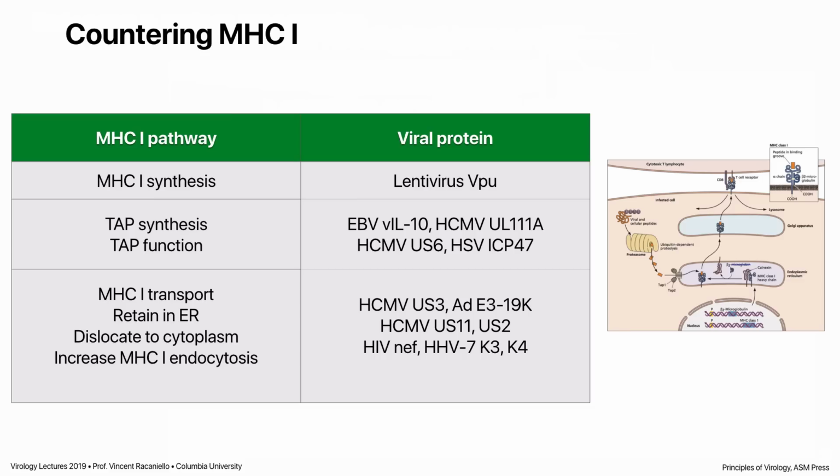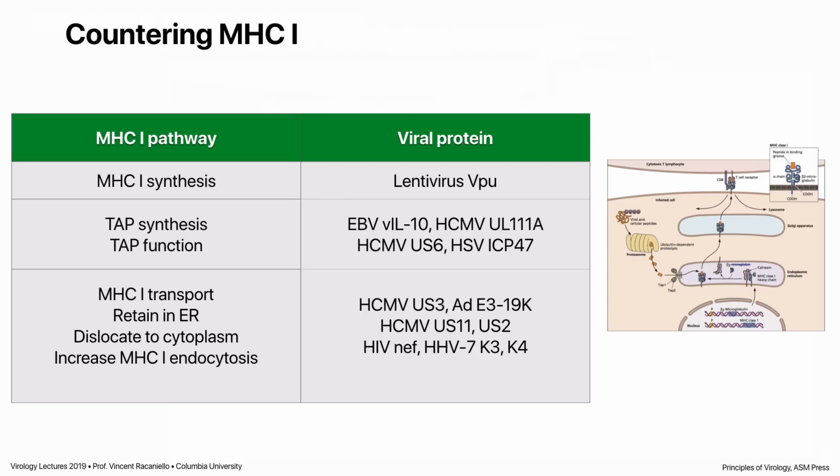Here are some of the viral proteins that counter MHC1. As I said earlier, there are many more countering mechanisms than we saw for MHC2. And you don't need to know the proteins. I just want you to understand the targets. For example, MHC1 synthesis can be interfered with, in this case by an HIV protein, synthesis of the transporter for peptides into the ER, or its function can be inhibited by different viral proteins. MHC1 transport to the cell surface can be blocked. It can be retained in the ER.